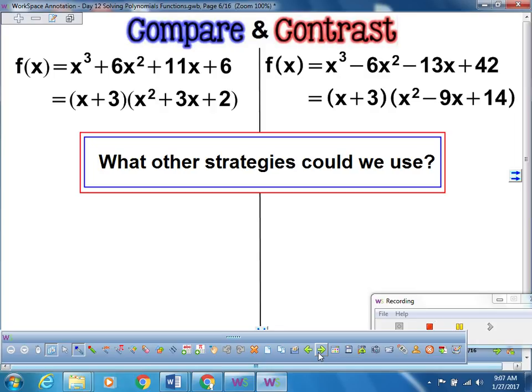Now, take a look at that for a second. Where did I get these numbers from? Where did I get that trinomial from?